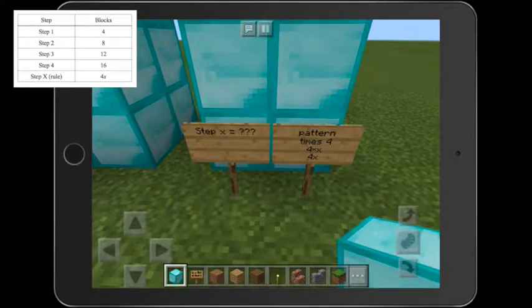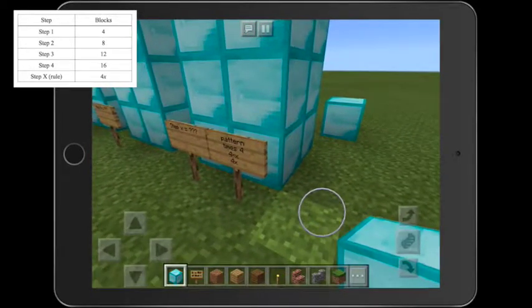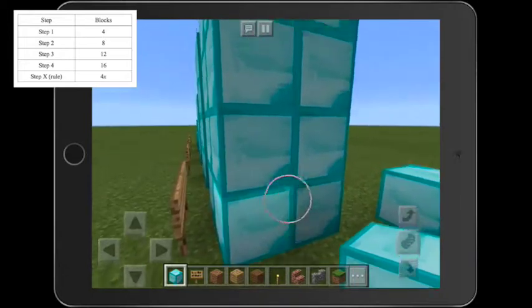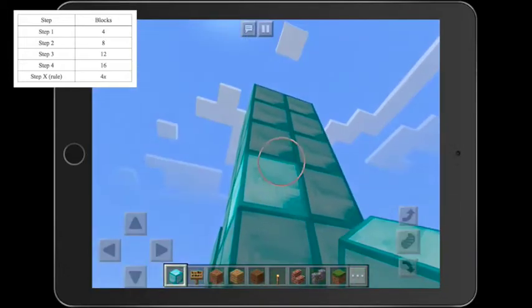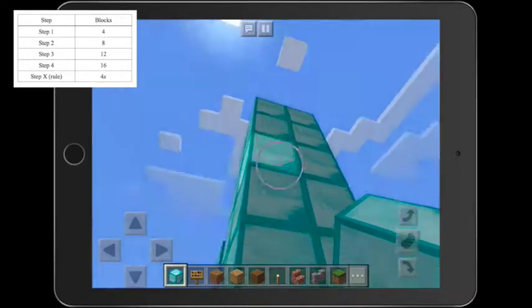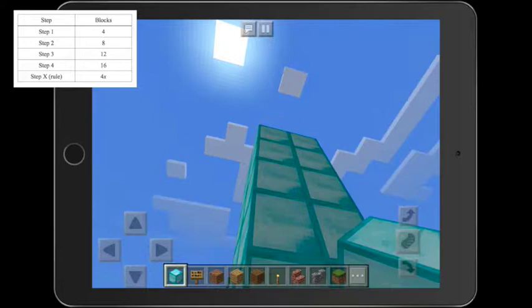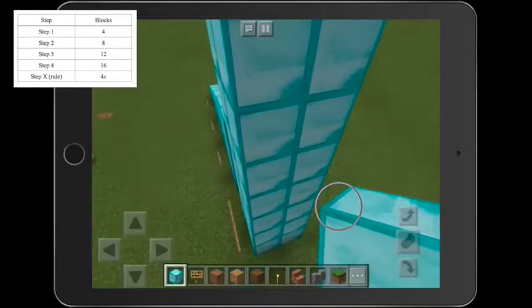Now, if I'm following the pattern of my rule here, then I should know that the number of blocks that I just put in would be 4 times the step. And in this case, it was step 8. So step 8 would be 4 times 8. 4 times 8 is 32. So I should be able to count 4, 8, 12, 16, 20, 24, 28. Did I do enough, Pat? 1, 2, 3, 4, 5, 6. Aha! 7. I did not do enough of them. That's why.